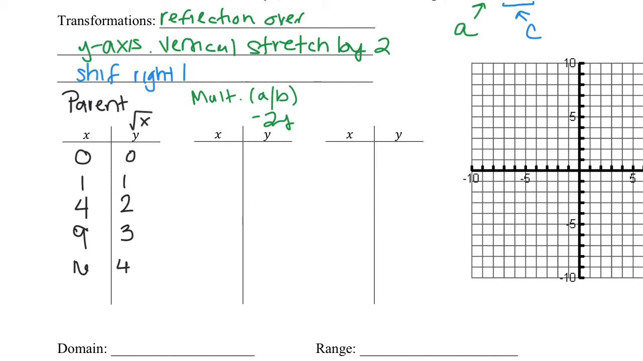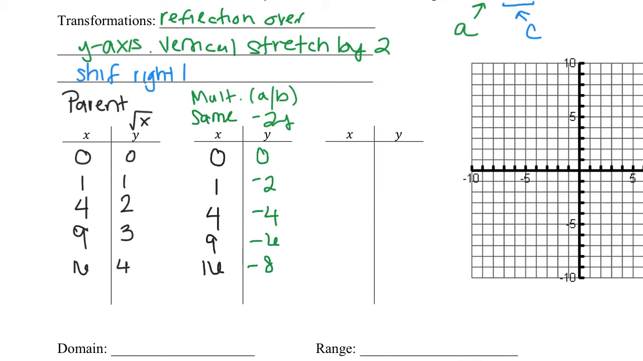Now your b affects your x's, but b should be right here in front of x inside, which I don't have. I don't have a b parameter. So that means your x values are going to stay the same as the parent function. So let's calculate that. My x's are going to stay the same: 0, 1, 4, 9, 16. Now my y's, multiply all the y's by -2. 0 times -2 makes 0, 1 times -2 makes -2, 2 times -2 makes -4, 3 times -2 makes -6, 4 times -2 makes -8.